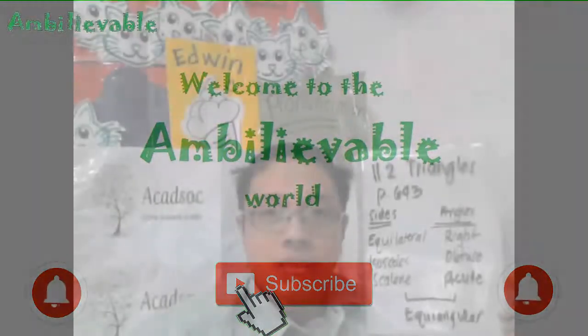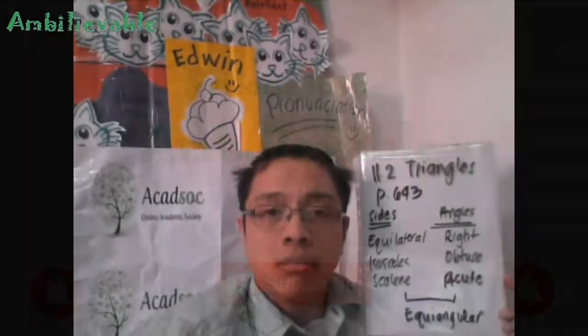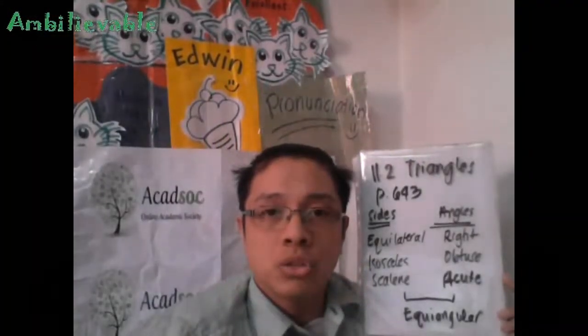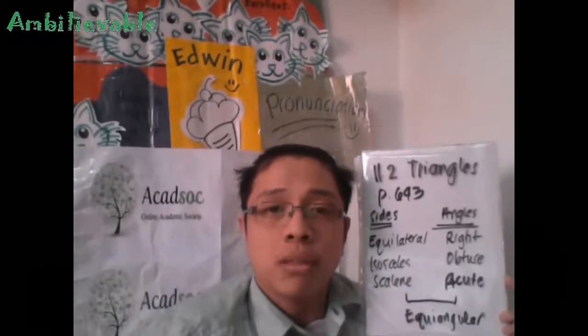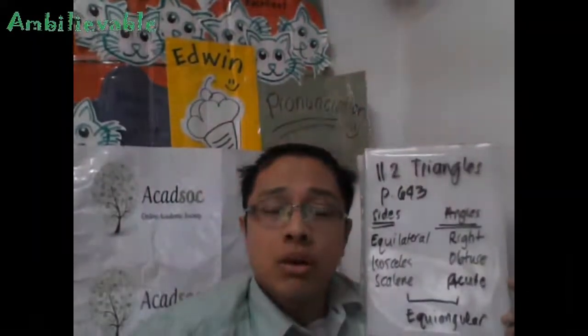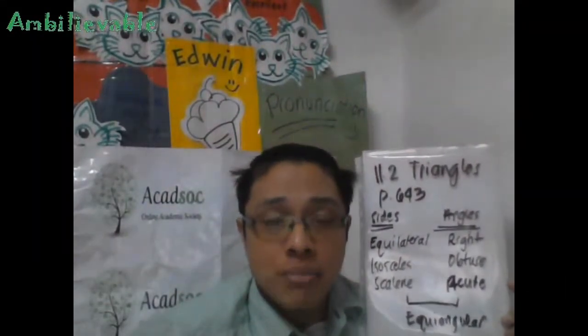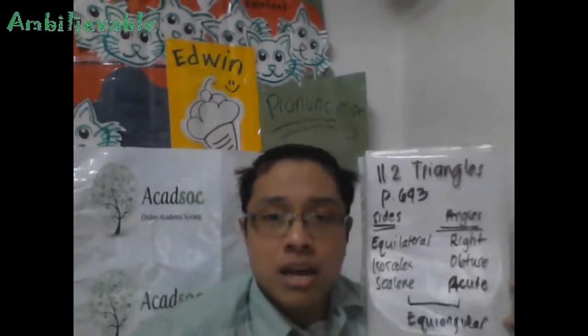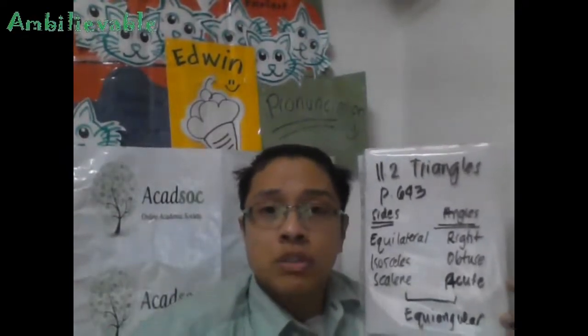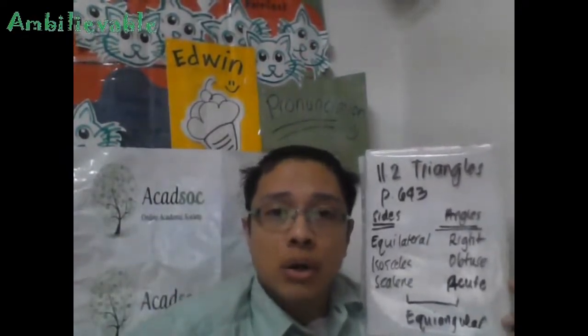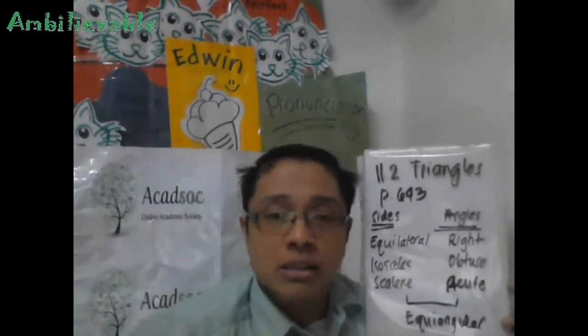Good morning, grade 5. Today, our lesson is all about triangles, 11.2, page 643. Now, a triangle is a polygon that has three sides, three vertices, and three angles. There are two types of triangle, according to sides and according to angles.